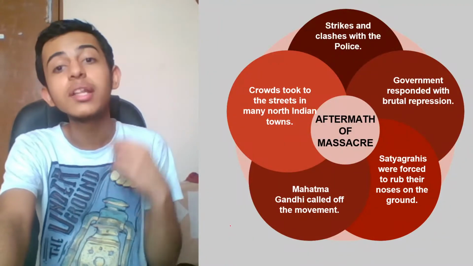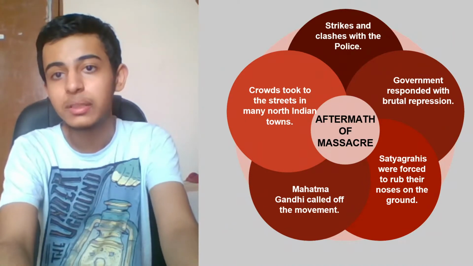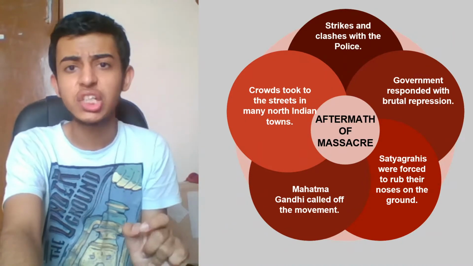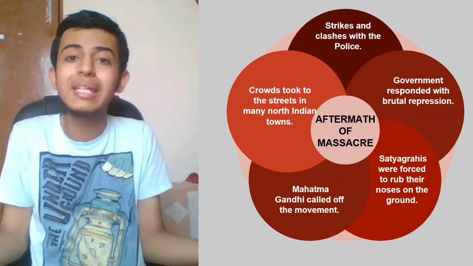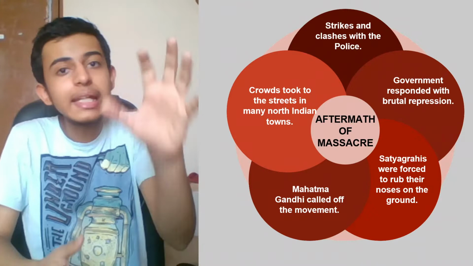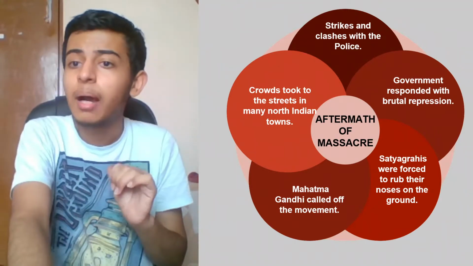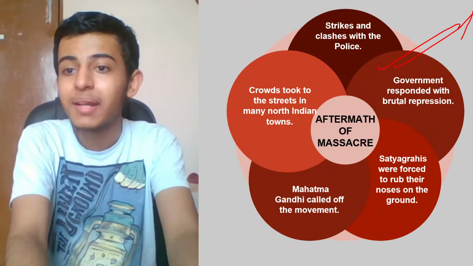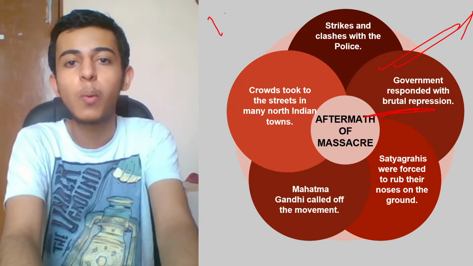Aftermath of the massacre, the consequences of this incident of Jallianwala Bagh: strikes and clashes with the police. People started clashing and fighting with the police. How can you kill so many people, right? They just came to attend the Baisakhi fair, isn't it? The government responded with brutal repression. Brutal means they responded very badly. They again moved to violence.